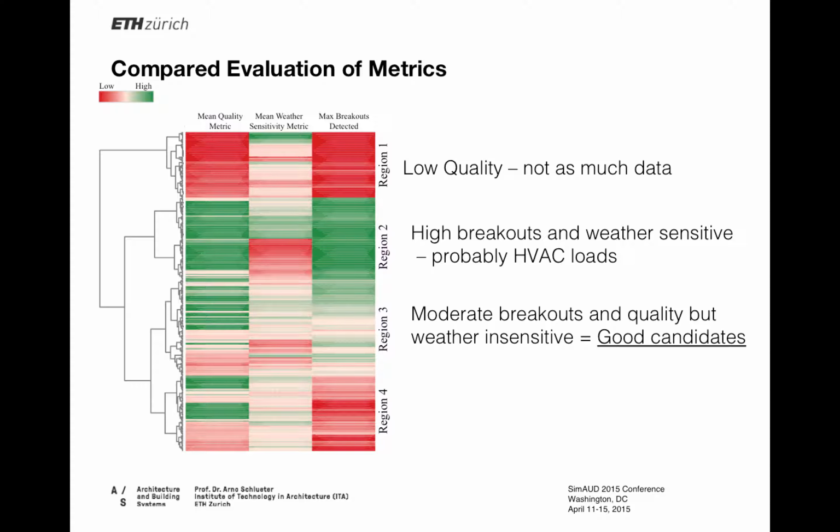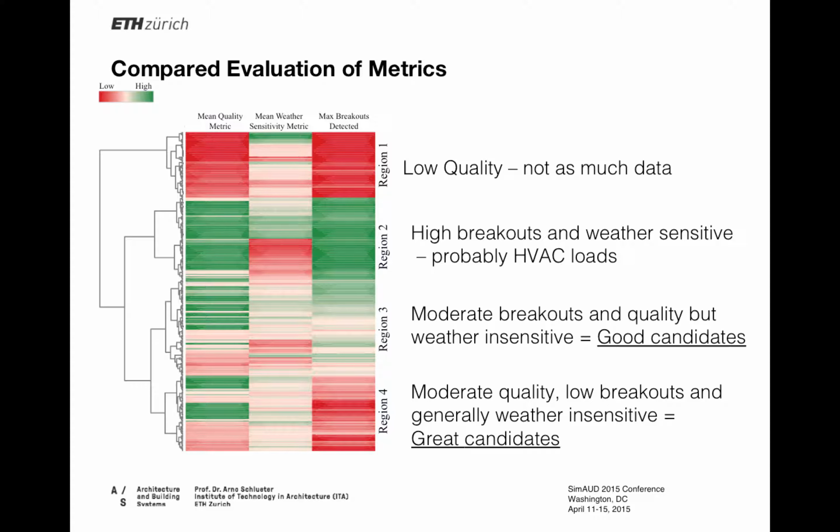Region 3, moderate number of breakouts and quality, seemingly weather insensitive. So these are really good candidates to zoom in on and understand whether these are lighting or plug loads or something that can be used for diversity schedules for occupancy. Region 4 has varying quality, but has some really good quality. Low number of breakouts. You can see how the red there is very consistent, and they're generally weather insensitive data points. So these are really great candidates to zoom in on and understand whether they can be converted into diversity schedules.